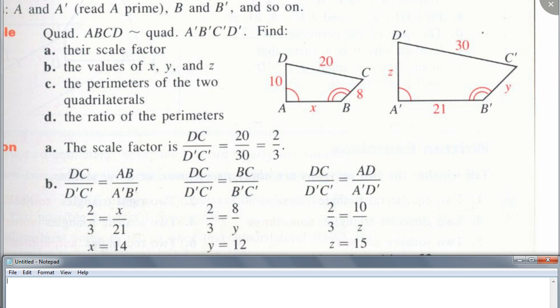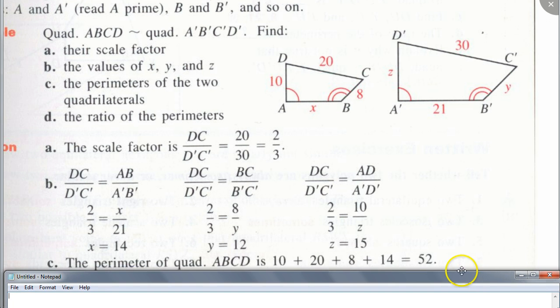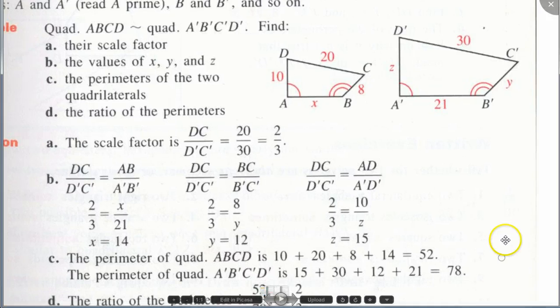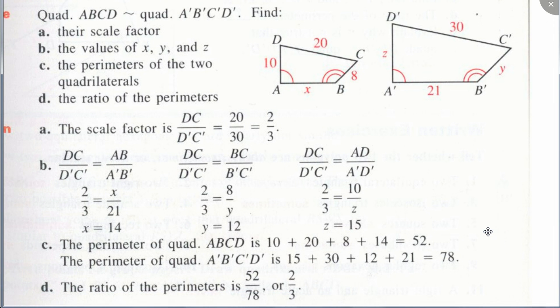What can you tell me about the perimeter of these two? Kristen, what did you get for the first, A, B, C, D? 52. 52 is correct. What about for A prime, B prime, C prime, D prime? Jet, what'd you get? 78 is correct. Now let's answer D, the ratio of the perimeters. Yvetta, what's the ratio of the perimeters? 2 to 3. Isn't that interesting? Because all the sides are 2 to 3 anyway.